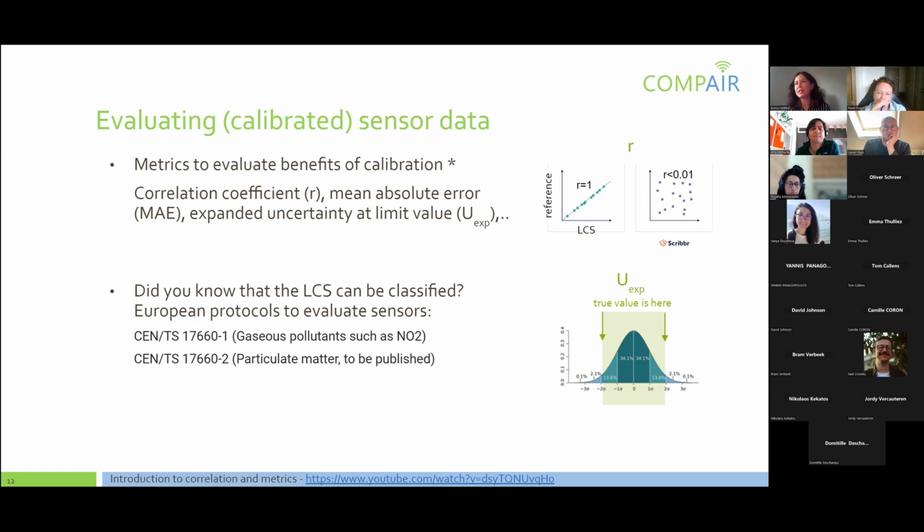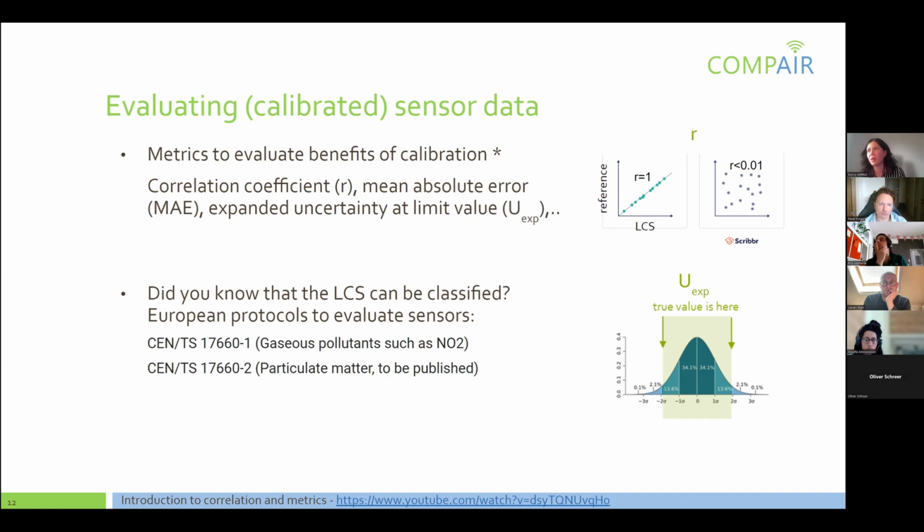The correlation coefficient is one of those metrics which says, if it equals 1, then you have a perfect match between the local sensor data and your reference sensor data, and you calculate this for raw and calibrated data. If for your raw data it's 0.4 and it has increased to 0.6 with calibrated data, then you know that there's a benefit to your calibration model. There are also European protocols that you can use to evaluate the sensors, and the new versions of these also include classification of sensors.